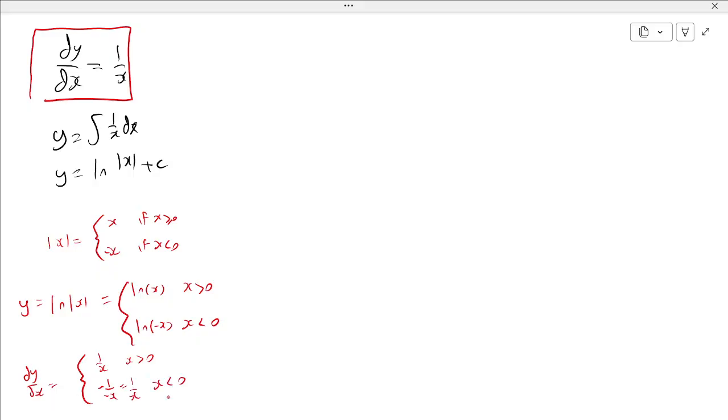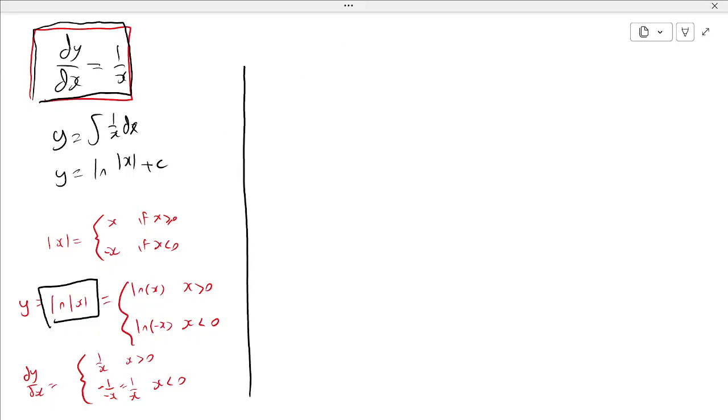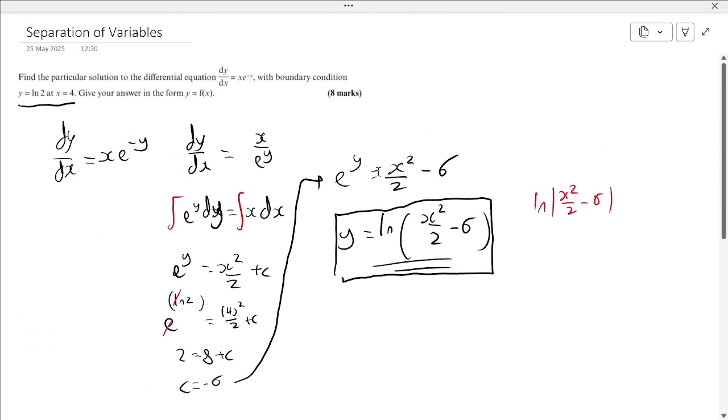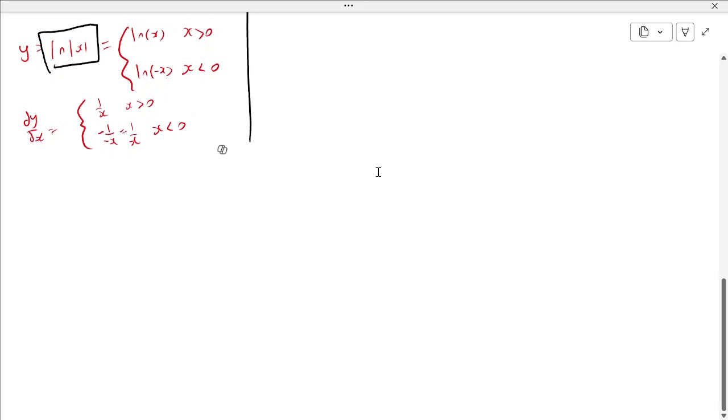Okay, so we can see in both situations, whether x is positive or negative, this function, natural log of absolute value of x, does differentiate to 1 over x, which means it does solve the original equation. Okay, so I'm allowed the absolute value here. I'll show you that we're not allowed it in this question, which is why the answer in the book was not quite correct.